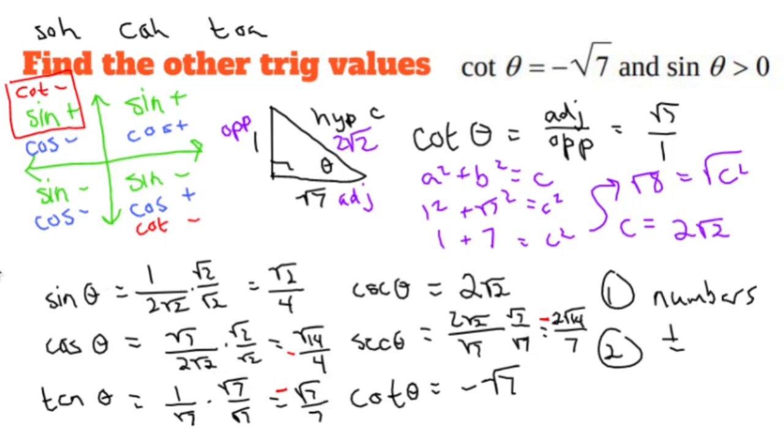So to put this all together, even though it looks a little bit sloppy, I have all 6 of my trig functions, where sine and cosecant are positive, cosine and secant are negative, tangent and cotangent are negative. Also, when I figured things out, I had to make sure that I didn't have any square roots on the bottom. And there we have it.